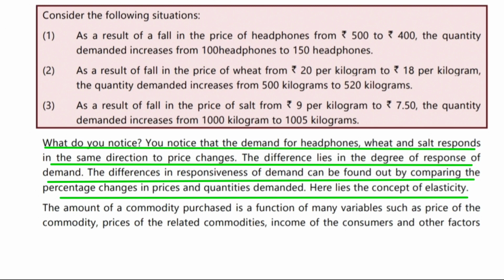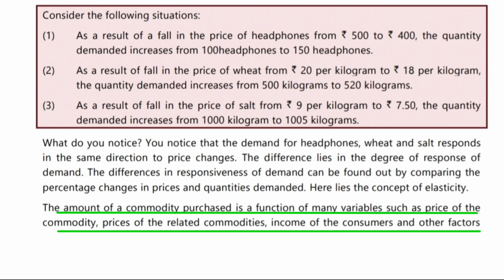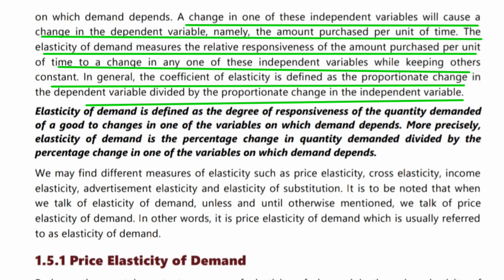Here we are able to understand the concept of elasticity. That is, when the commodity purchased is a function of many variables such as the price of the commodity, price of other related commodities, income of the consumers, and other factors on which the demand changes, a change in one of these independent variables will cause a change in the dependent variable. That is, the amount purchased per unit of time differs for each change in the variable. So the elasticity of demand measures the responsiveness of the quantity purchased per unit of time to the change in any one of these independent variables.